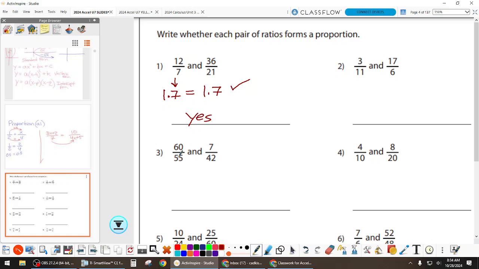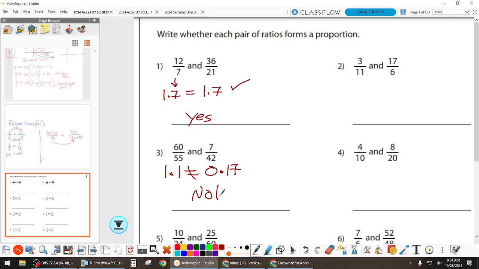Can these be a proportion? No, because this is bigger than 1, and this is way less than 1, right? So this is roughly 0.17, and this is like 1 point something, 1.1. Did you divide it? No, I was doing that.